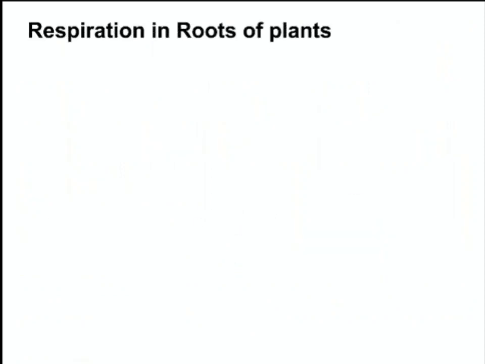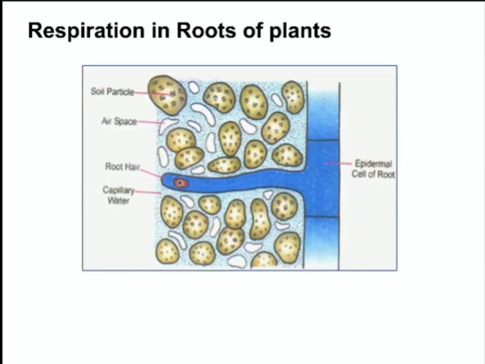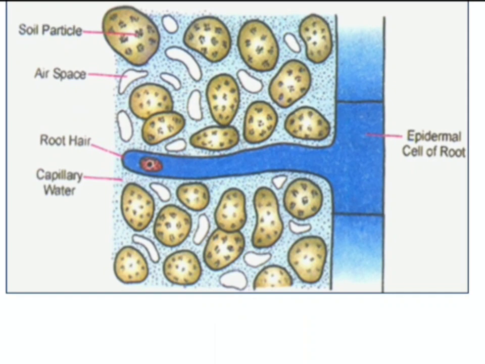Okay, moving on to the main segment. First of all, let us discuss respiration in plants. I have told you there are three main parts which do respiration. One is the root. You can see this picture: this is the root here, in dark blue color. In the soil, air spaces are present between the soil particles.